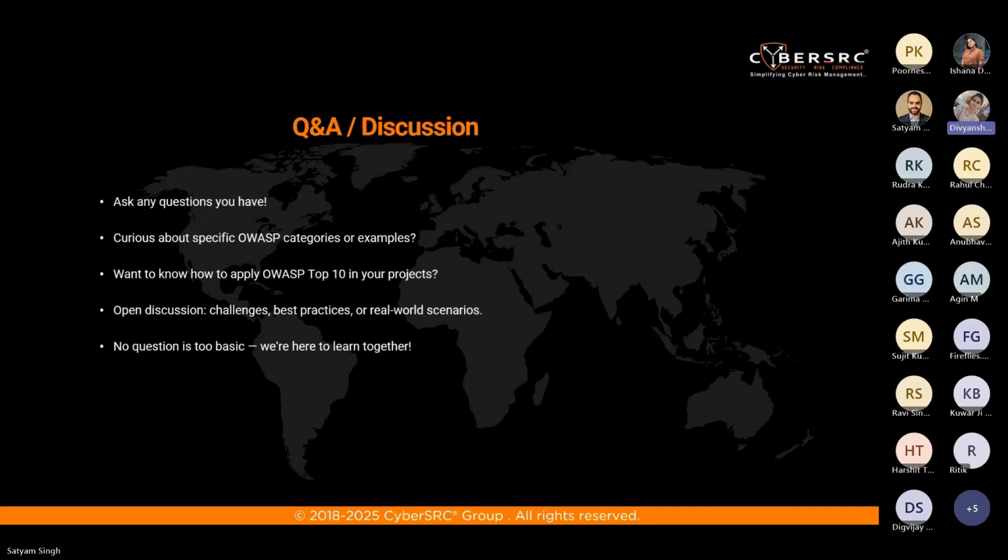I think Mr. Digvijay Singh's question is left. So sorry, Mr. Digvijay. Now I will answer this question. Your question is: what new risk introduced in the OWASP Top 10 2025 would most impact modern cloud native or microservice based applications, and why?